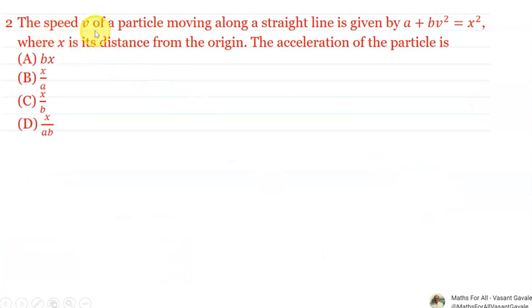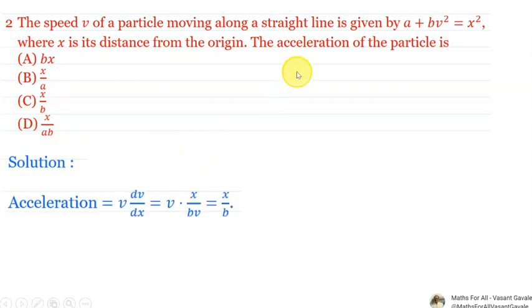Next, the speed v of a particle moving along a straight line is given by a plus b into v square is equal to x square, where x is its distance from the origin. The acceleration of the particle is: first is bx, second option is x upon a, third option is x upon b, and the last option D is x upon a into b. Now the solution. Okay, we want to find out the acceleration.